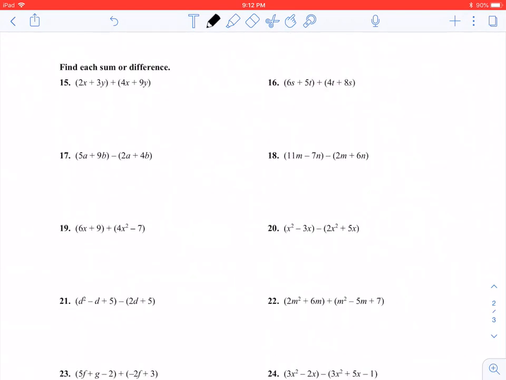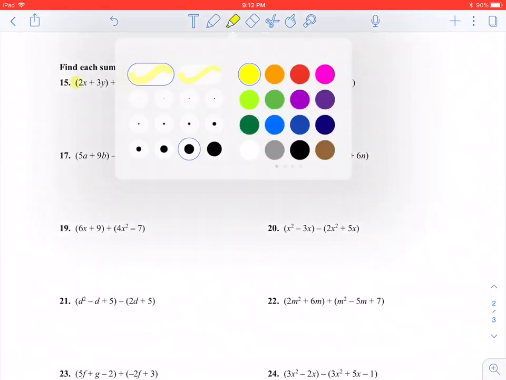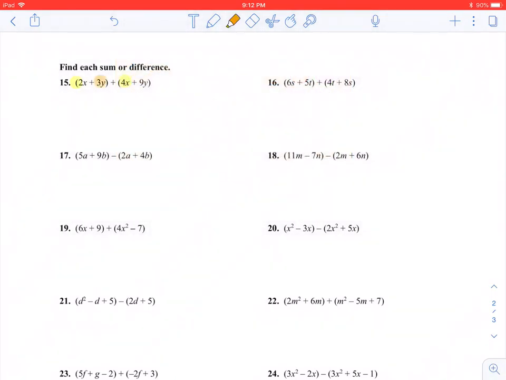Now I would ask you to find each sum or difference. And to find each sum or difference, you are simply going to add up the like terms. Now, before I add the like terms, I like to highlight the individual terms so they're the same. So you can see there's a 2x right here and there's a 4x right there. And then changing to an orange highlighter, there's a 3y and a 9y. So as you can see, by highlighting those terms, those are like terms. So the like terms are going to be added together. So looking at the yellow terms, we have 2x and 4x, which is 6x. And then looking at the orange terms, we have 3y plus 9y, which is going to be 12y.